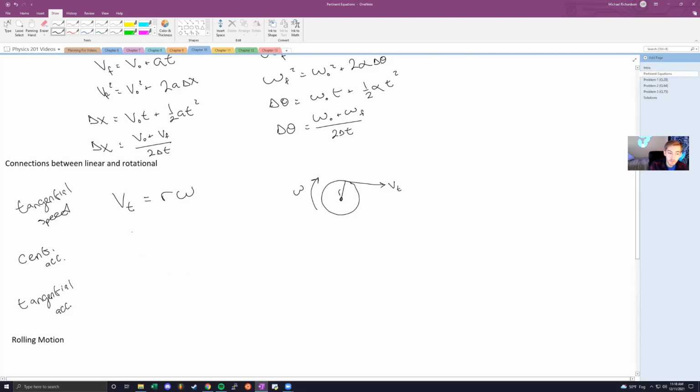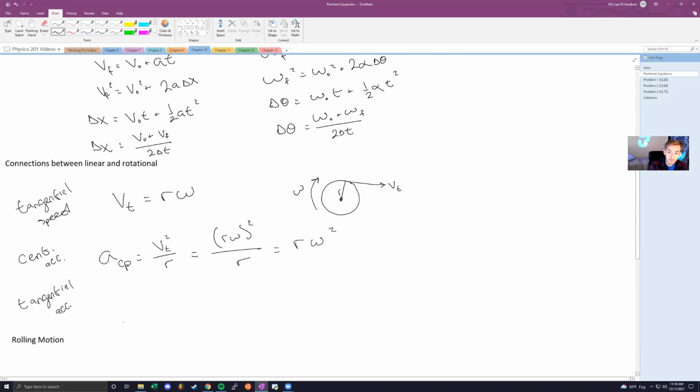Additionally, our centripetal acceleration is something that we had defined previously as v squared over r when we had talked about circular motion. Well, if we consider this velocity to be our tangential velocity, then the substitutions give us r omega, square that entire thing divided by r, and we're left with r omega squared is equal to our centripetal acceleration.